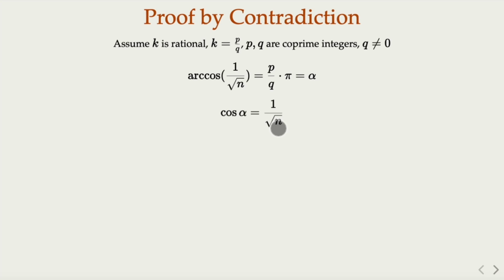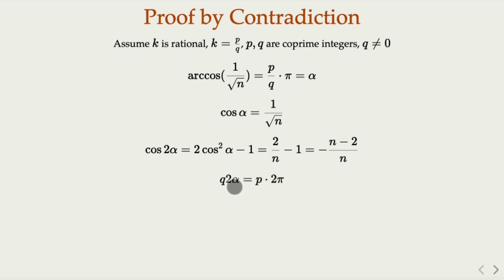We want to get rid of it by using the double angle formula, cosine 2 alpha. If you do the math, it's going to be negative n minus 2 over n. So it's easier to work with integers. Now notice that alpha here is equal to this ratio, which means q alpha equals p times pi. How about 2 q alpha? That's equal to p times 2 pi. So what we have is the cosine of this quantity here, cosine q times 2 alpha, is a multiple of 2 pi. Of course, the value will be 1.